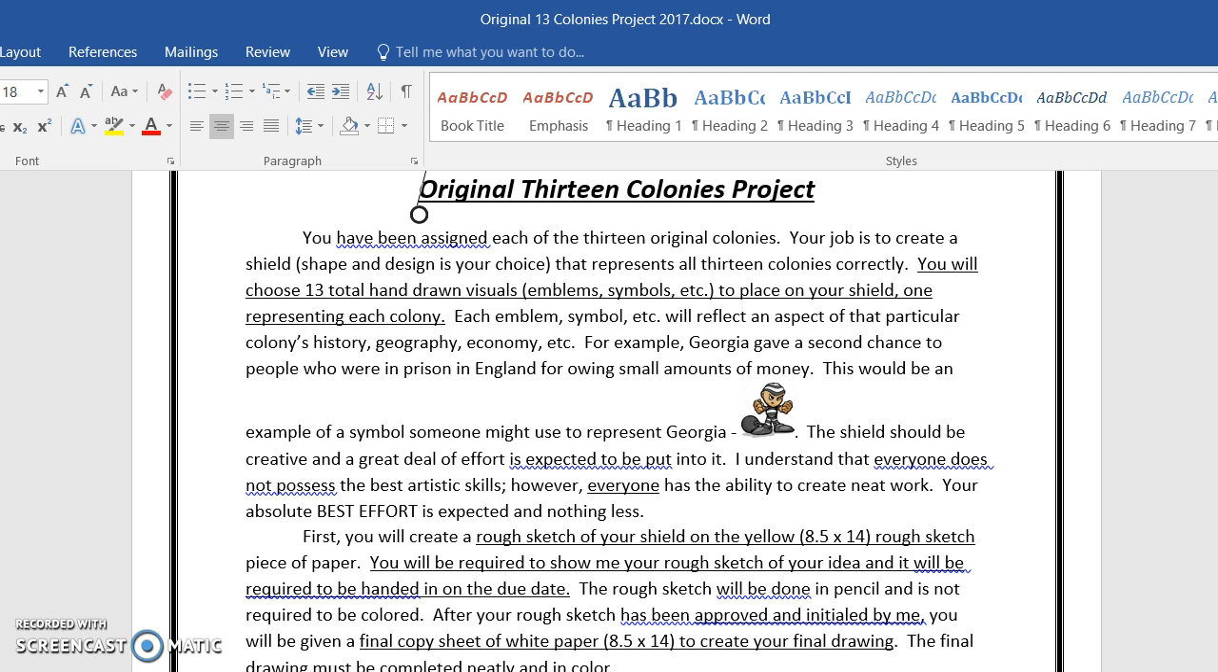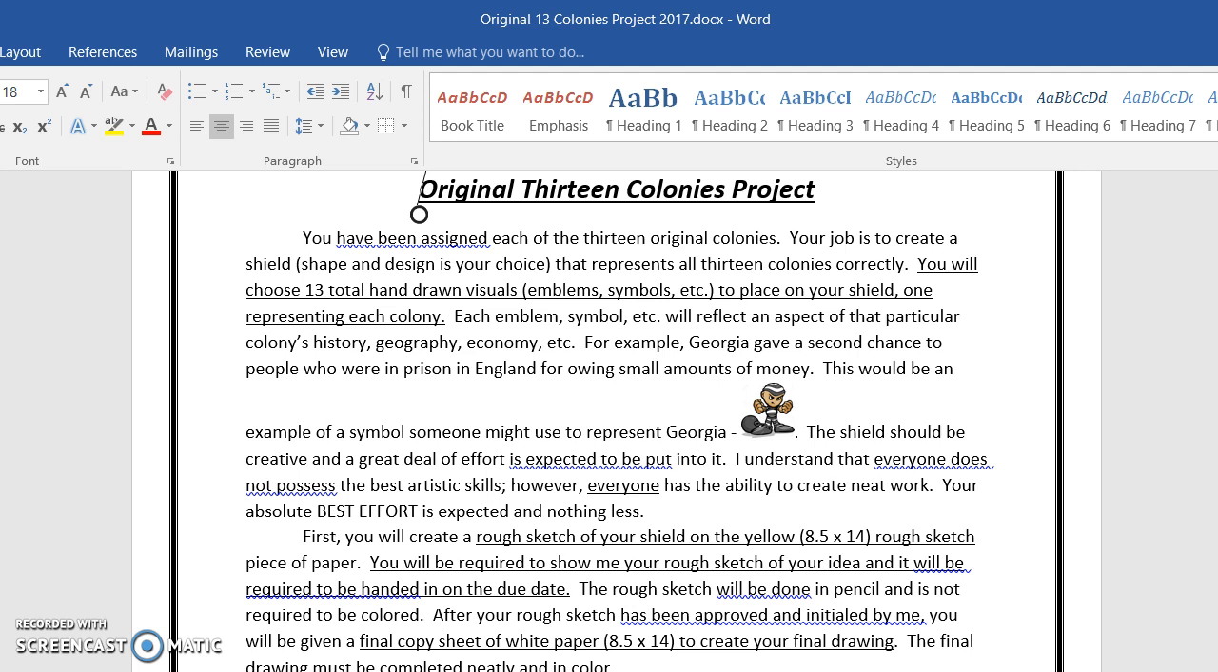You will choose 13 total hand-drawn visuals. And I want to emphasize hand-drawn visuals because you'll see a lot with this project. I'm looking for your neatness, your best effort, your creativity. What I'm not looking for is you to go online, find a symbol, find an emblem that you like, and then print it out. That just doesn't show any hard work. It doesn't show best effort. I would rather see the hand-drawn visuals because that's what's going to garner you much more credit when it comes to the grading anyway. So these 13 hand-drawn visuals you're going to place on a shield, one representing each colony.